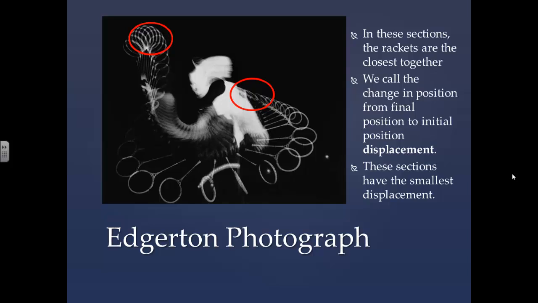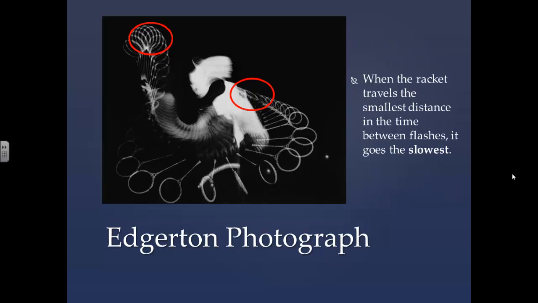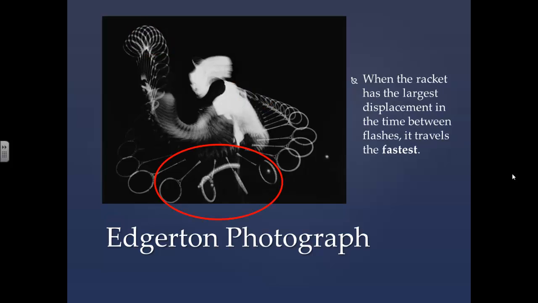In these sections, the rackets are the closest together. We call the change in position from final position to initial position displacement. These sections have the smallest displacement. When the racket travels the smallest distance in the time between flashes, when it has the smallest displacement, it goes the slowest. When the racket has the largest displacement in the time between flashes, it travels the fastest.